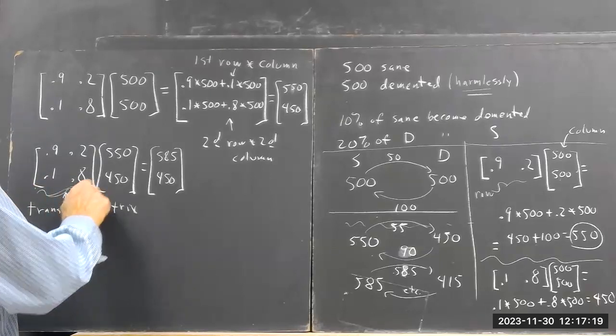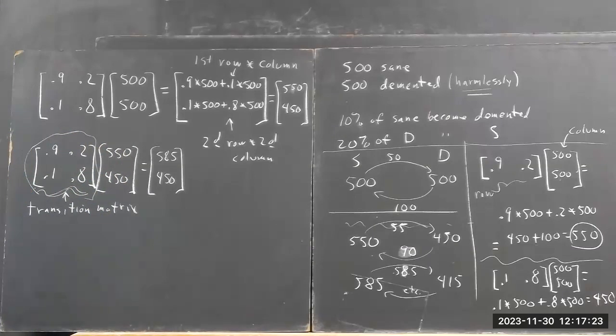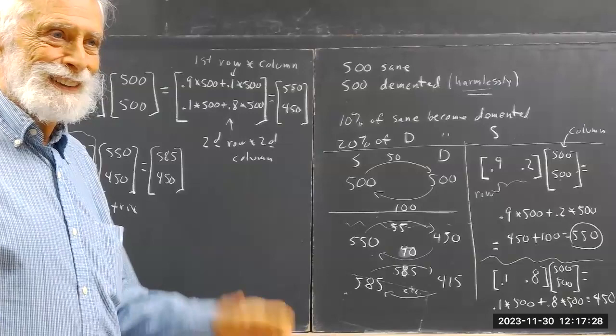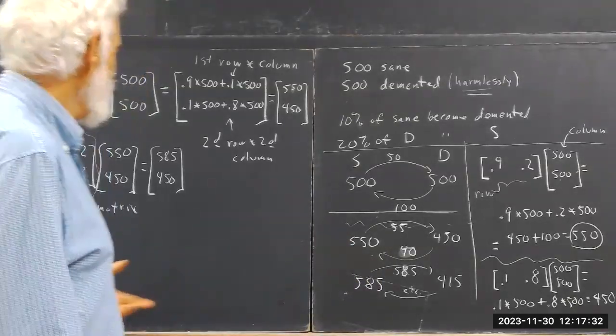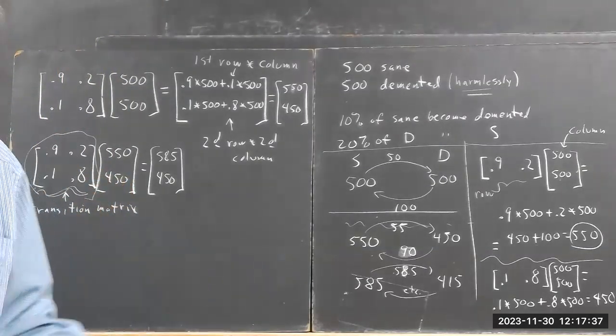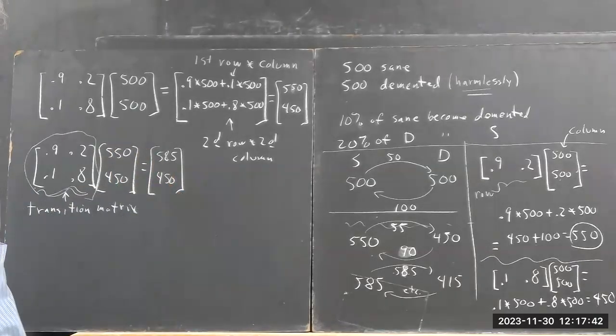This thing here is called the transition matrix. Every time people have an exam, the demented people tend to get a little more sane because they're under pressure, but some of the sane people just become a little bit demented because of the pressure. It depends on how people react to the pressure. All right, so there it is, and it's a very simple scheme.